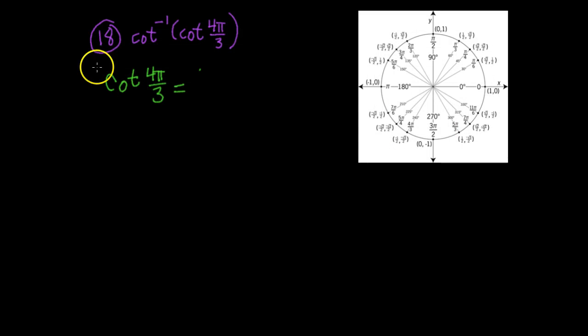Okay, so number 18 is cotangent inverse of cotangent of 4 pi over 3. Work inside out. So first just find out what cotangent of 4 pi over 3 is. This is going to make you really good at evaluating trig functions. So here's 1 pi over 3, 2 pi over 3, 3 pi over 3, which is pi, 4 pi over 3. So cotangent is x over y, opposite of sine, so it's -1/2 over negative square root 3 over 2. And in this case, the 2's go away. 2 negatives make a positive. It's 1 over the square root of 3.